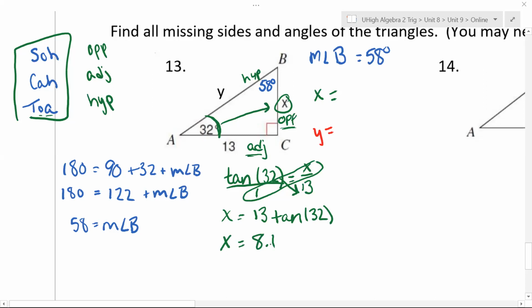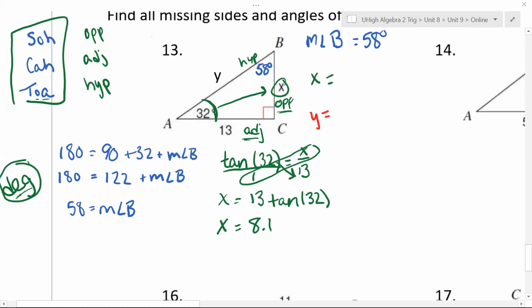If you don't get 8.1, make sure to check your calculator and make sure that you're in degree mode. If you go to the mode button on your calculator and you are not in the one that says degree, make sure you change it to that. If you're in something else, it's not going to work correctly. We'll talk a little bit more about what the other modes in your calculator do later in this unit. Okay, so x is 8.1.